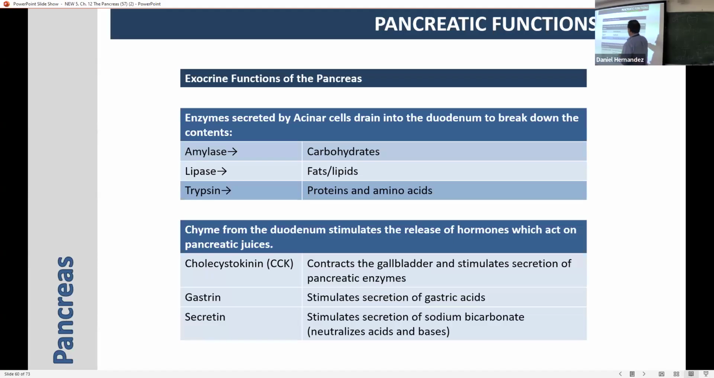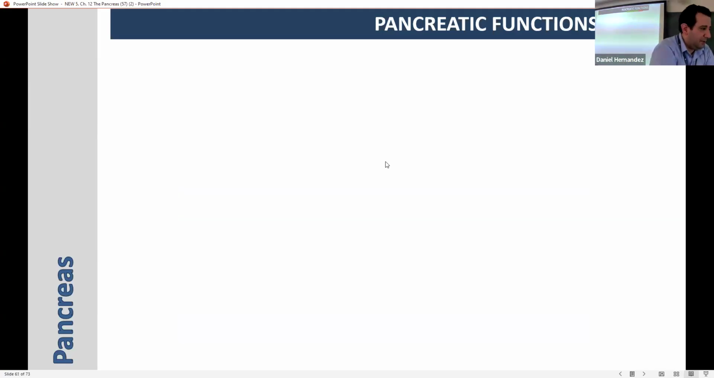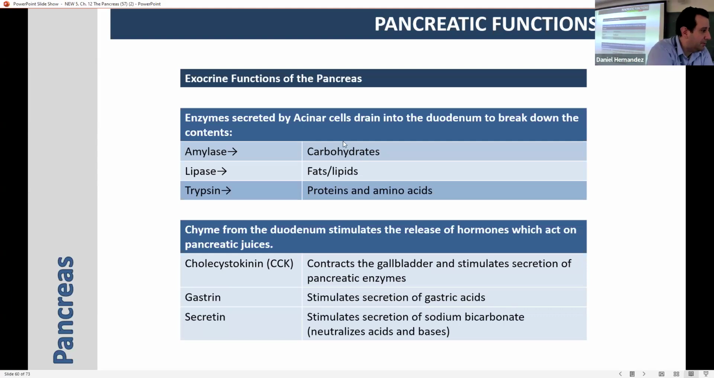We said amylase can also be elevated in cases of malignancy as well as in chronic pancreatitis. So chyme from the duodenum stimulates the release of hormones which act on those pancreatic juices. So cholecystokinin, CCK, contracts the gallbladder and stimulates secretion of the pancreatic enzymes.